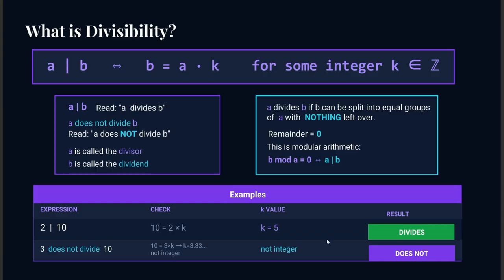Now let's take another example, 3 divides 10. 10 equals 3 times K, so K equals 10 by 3, which is 3.333, which is not an integer. So 3 does not divide 10. And this connects directly to modular arithmetic. B mod A equals 0 implies A divides B. If the remainder becomes 0, divisibility exists.